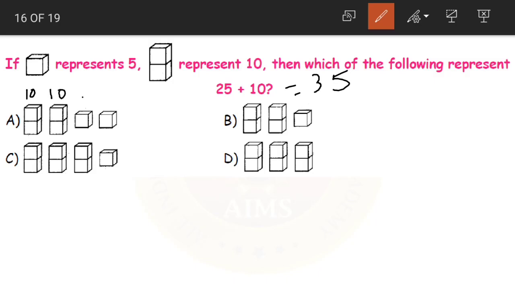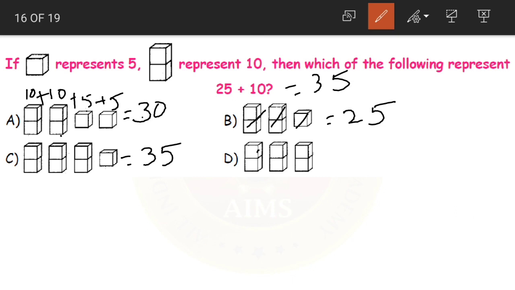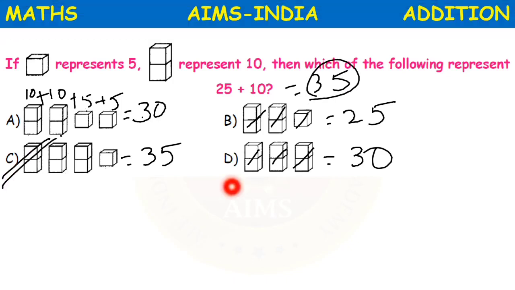Here the values are 10, 10, 5, 5. 10 plus 10, 20. 20 plus 5, 25. And 25 plus 10 is equal to 30. Now option A is 30. This is 10 plus 10, 20. 20 plus 5, 25. This is what we got, 35. And option D is 10 plus 10 plus 10, 30. Now which of the given options is equal to 35? Option C. So the correct answer is option C, 35. Understood, children? Option C, 35 represents 25 plus 10.